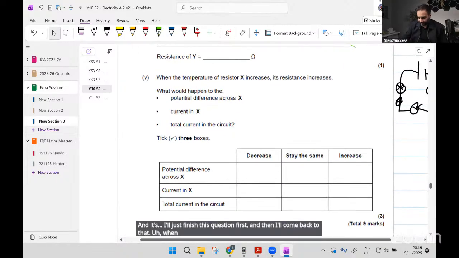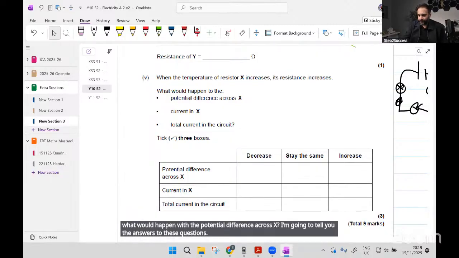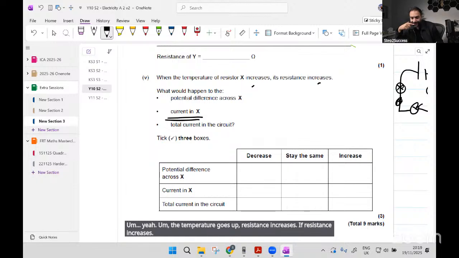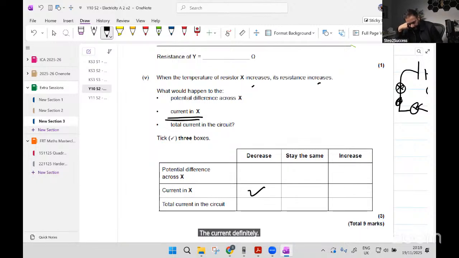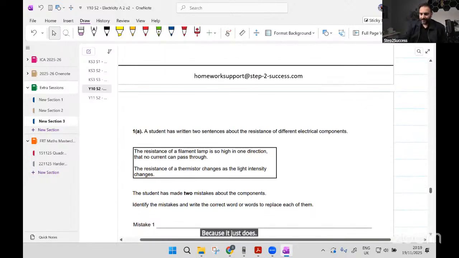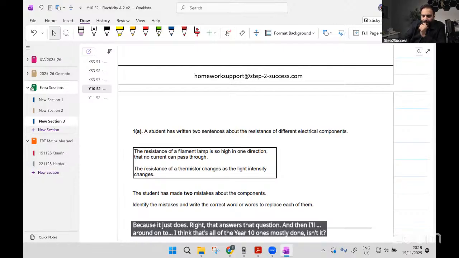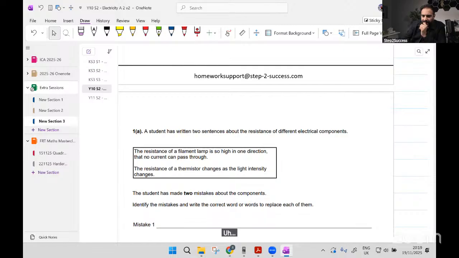When the temperature of resistor X increases, resistance increases, what would happen with potential difference across X? I'm going to tell you the answer to these questions. Why is this question 6? If the temperature goes up, resistance increases. If resistance increases, the current definitely decreases everywhere. The potential difference actually stays the same. Right, that answers that question. And then I think that's all of the year 10 one basically done, isn't it? Yes, it is. Oh, 1C and questions 4B and C.